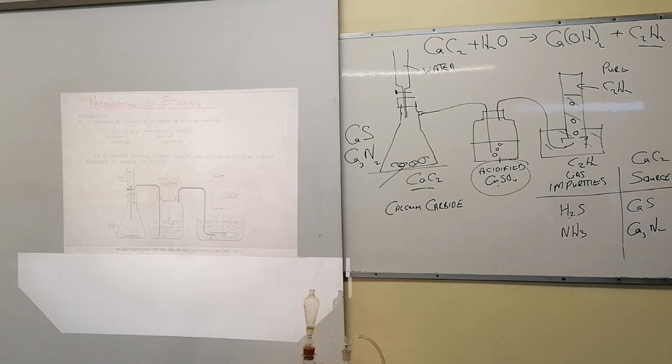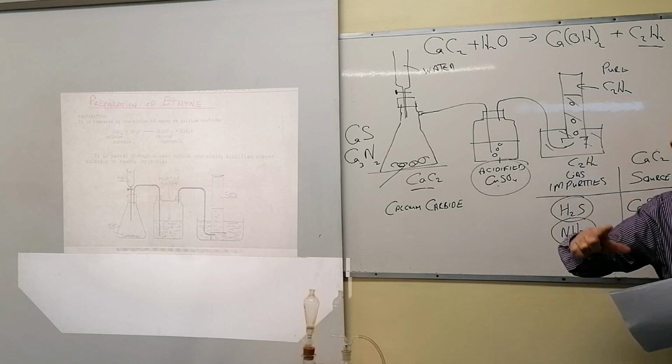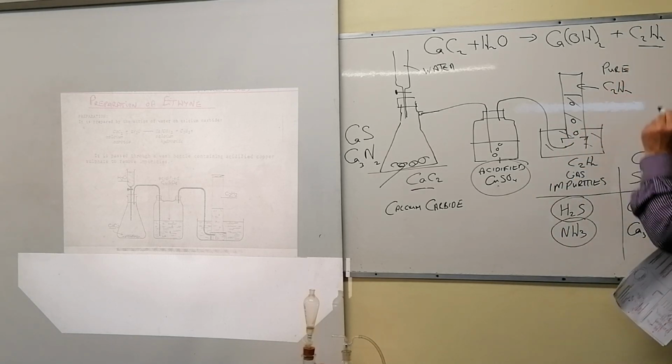And I could go on. There's plenty more of them there. We don't need to do it. There's a calcium phosphide as well, and you get phosphine. So they are the impure gases, and that's what's removed there. All of them are soluble in the acidified copper sulfate, but of course the ethyne is not. And that's exactly what the washing bottle is for. The washing bottle removes impure gases, making sure that the gas you produce here is pure ethyne.